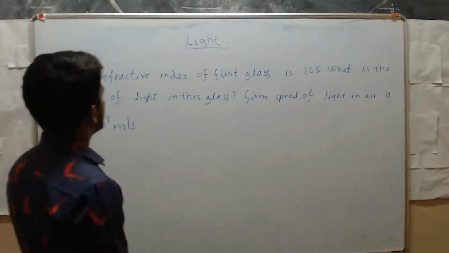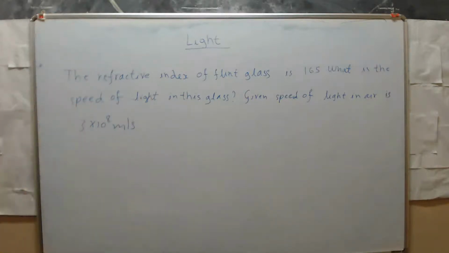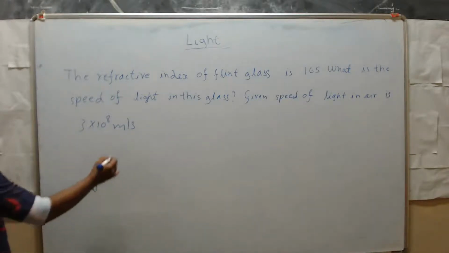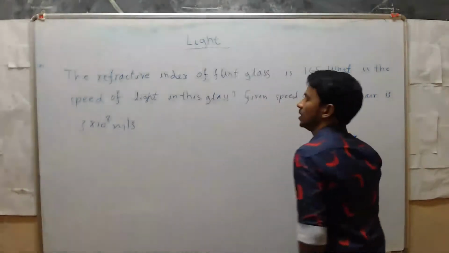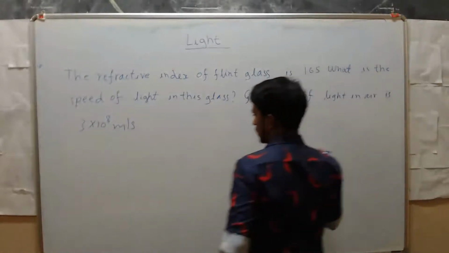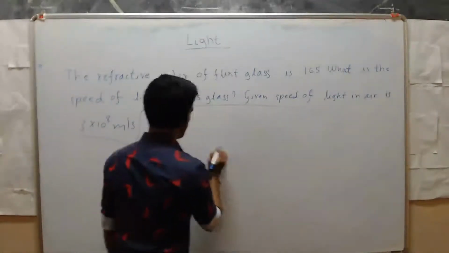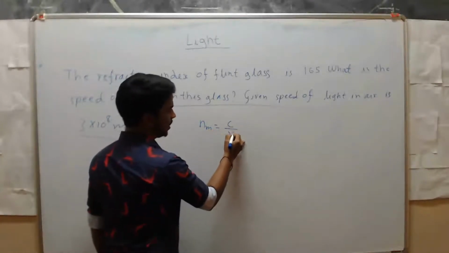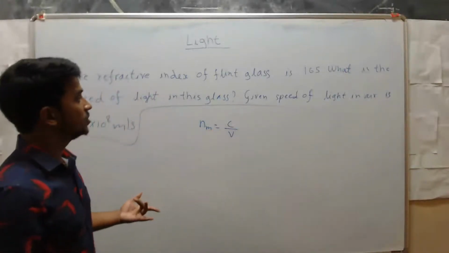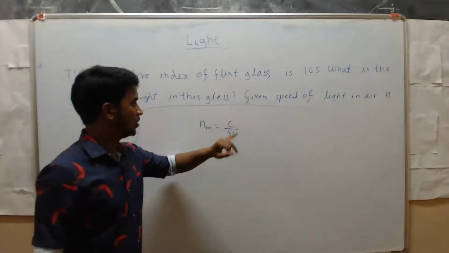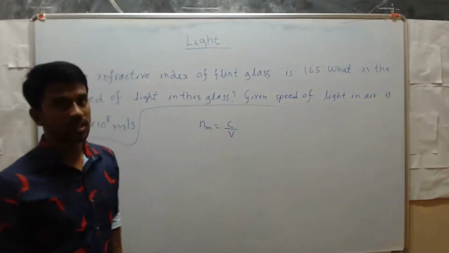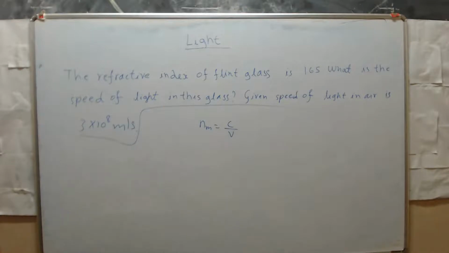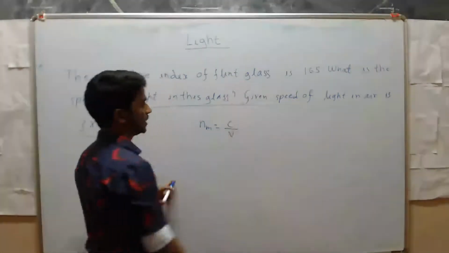The refractive index of a flint glass is 1.65. What is the speed of light in this glass? Given the speed of light in air is 3 into 10 raised to the power 8. If one of the media is air or vacuum, then to calculate the refractive index of the other medium we have a formula, Nm equals C by V. Here Nm is the refractive index of the medium, which here is glass. C is the speed of light in air or vacuum, here air. And V is the speed of light in the medium, that is the flint glass medium.